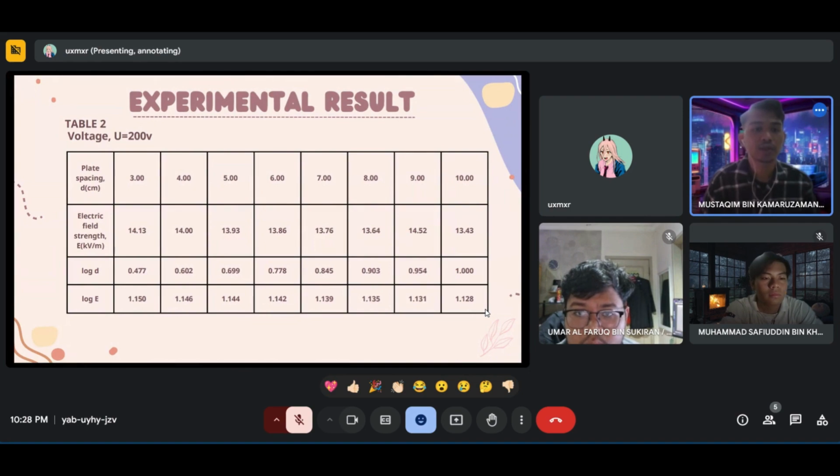So in table 2, the experiment is about the plate spacing D in the unit of centimeter and the electric field strength E in the unit of kilovolt per meter. From table 2, the voltage is set to be 200 volt. When the plate spacing D in centimeter is increasing, the electric field strength E in kilovolt per meter will be decreasing. So the relationship between these two factors is inversely proportional.